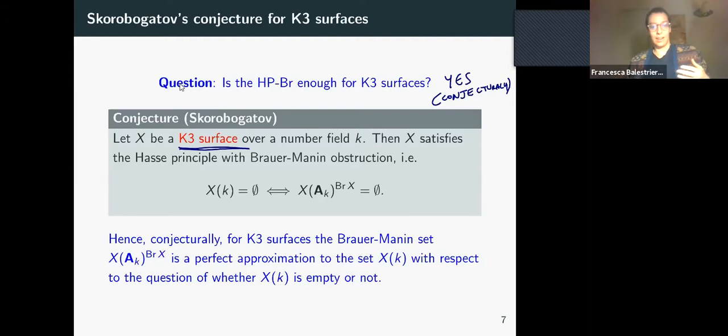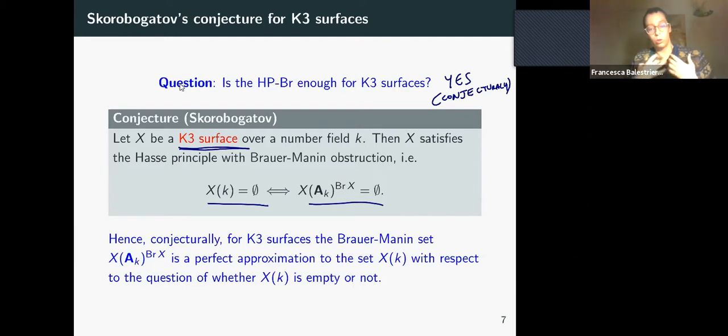And again, as before, whenever the Hasse principle held, that meant that with respect to the basic question I asked, the set of adelic points was a perfect approximation of the set of k-rational points. Here, a similar thing can be said. Whenever this Hasse principle with Brauer-Manin obstruction holds, we have that the Brauer-Manin set is a perfect approximation of the set of k-rational points with respect to the question whether this set is empty or not. Okay, so this is the picture for K3 surfaces.